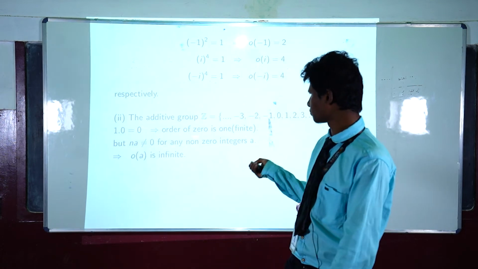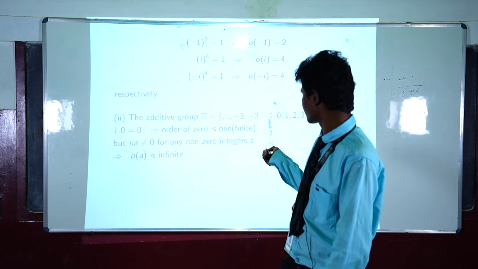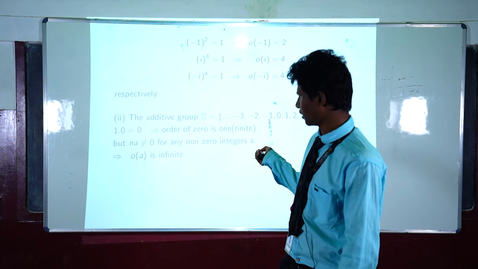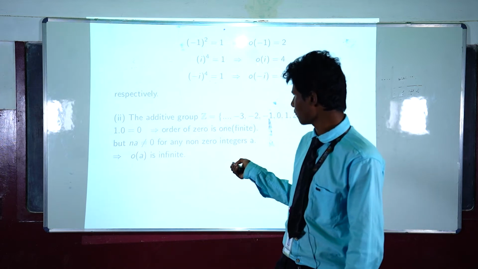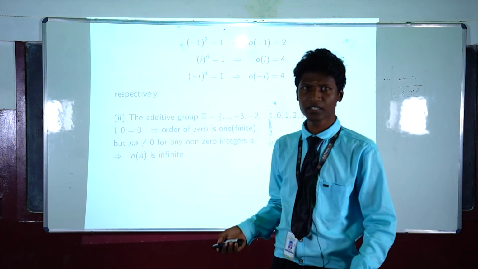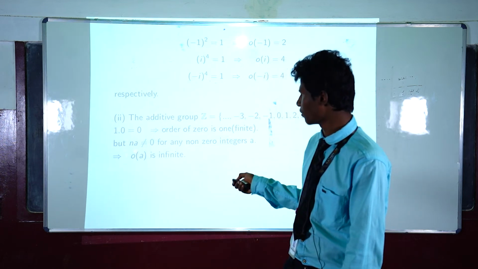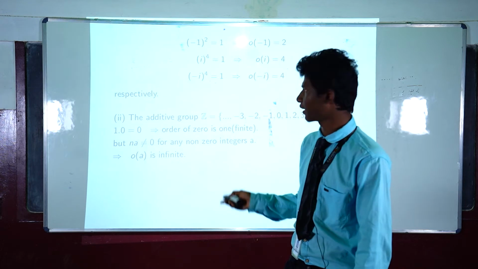The additive group. The additive group is nothing but that the order of 0 is 1. It is finite, because 0 is an identity element. So the order of a should be infinite.